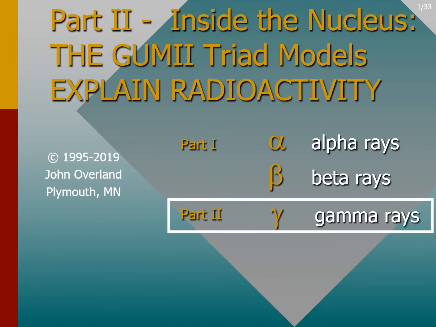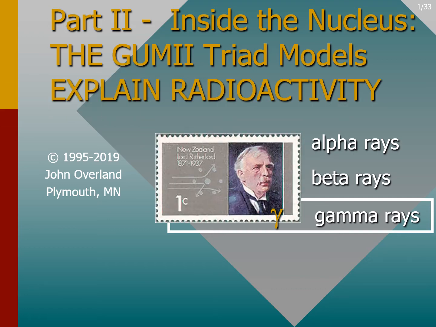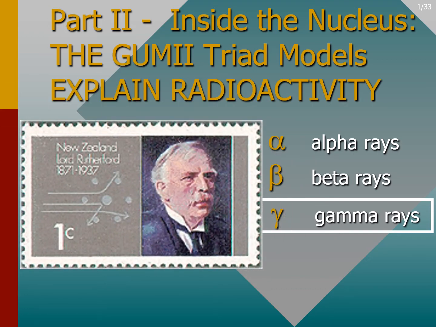The gummy baryons discovered the ABCs of radioactivity, only they've been called alpha, beta, and gamma since 1899 when Ernest Rutherford named them. In Part 1, we learned that alpha and beta rays are really charged particles. In Part 2, we'll learn that neutral gamma rays are really photons, and like all photons, gamma rays can travel as electromagnetic waves.